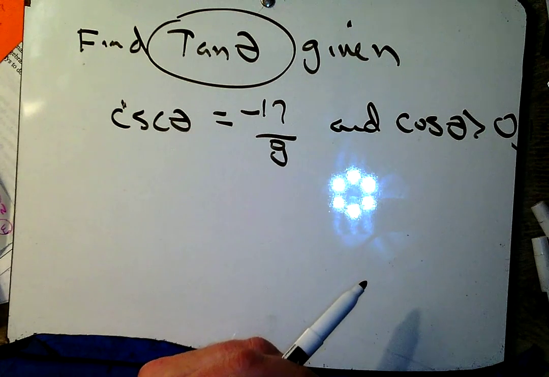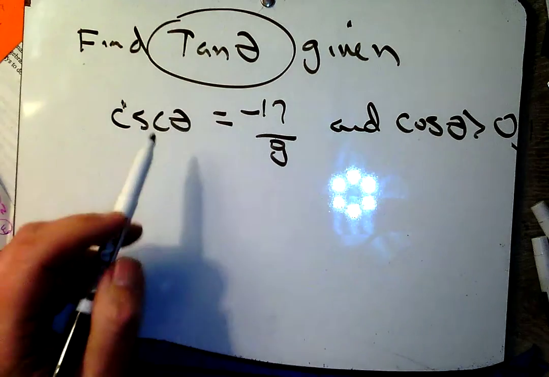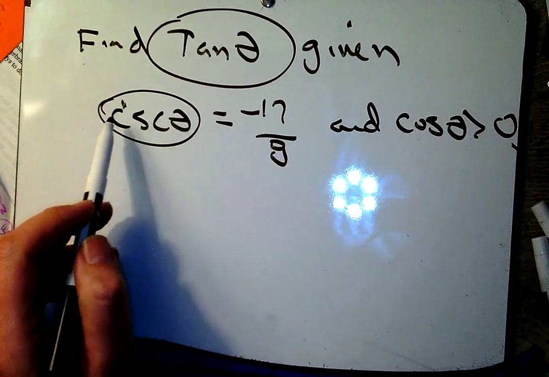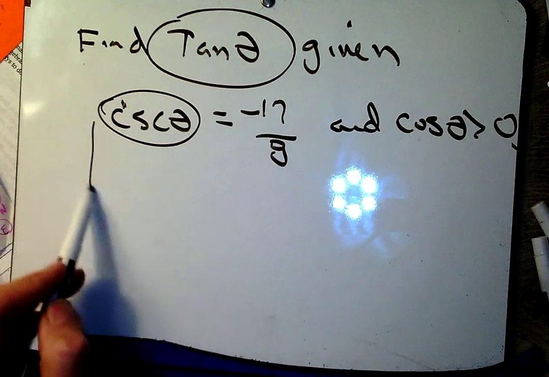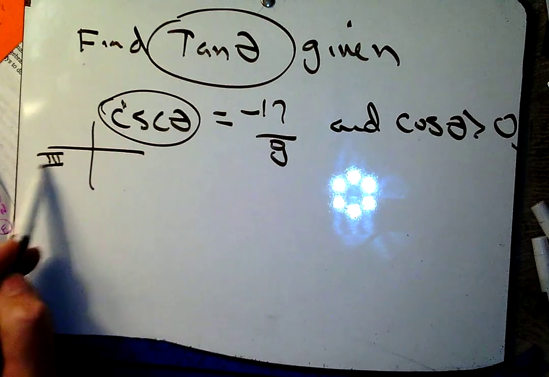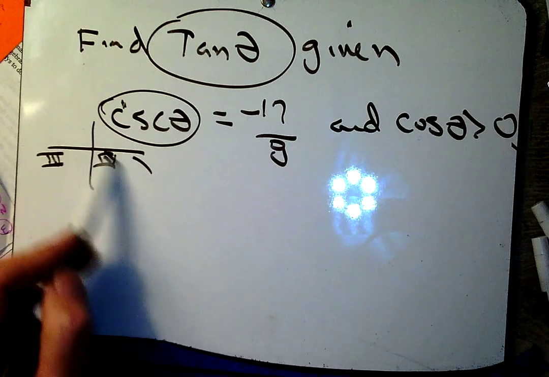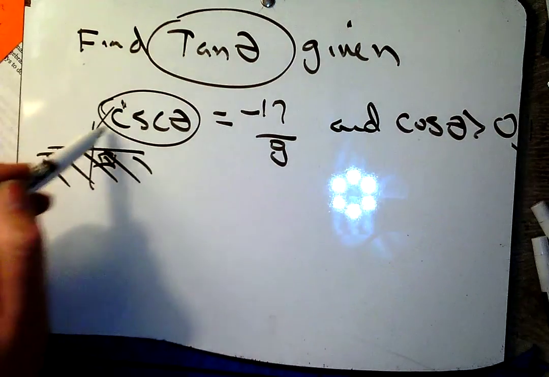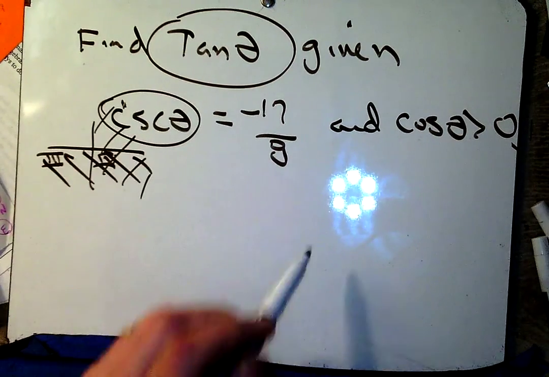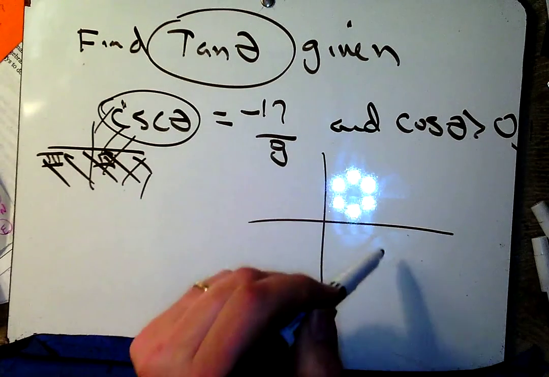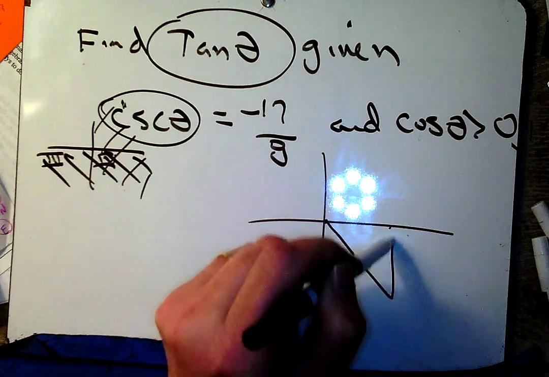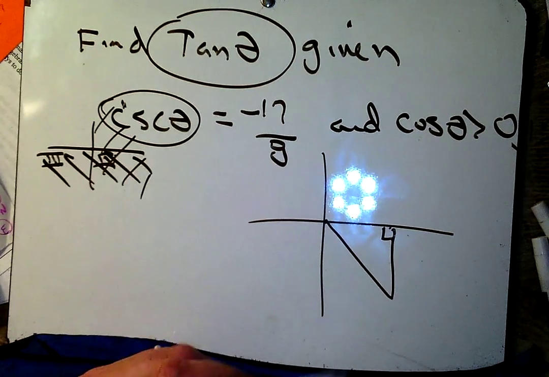Hey everyone, welcome back. So, I know that cosecant, like sine, is negative in quadrants 3 and 4. Cosine is positive here and here. So I guess I'm drawing a fourth quadrant triangle. Remember, not to the y-axis, just to the x-axis.